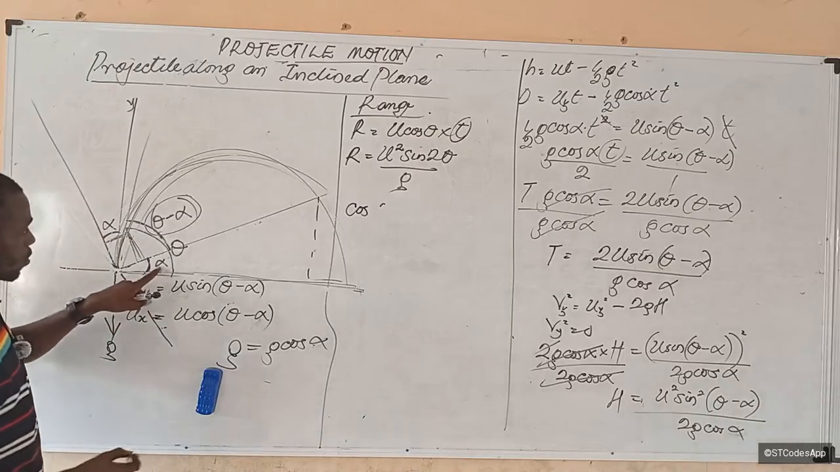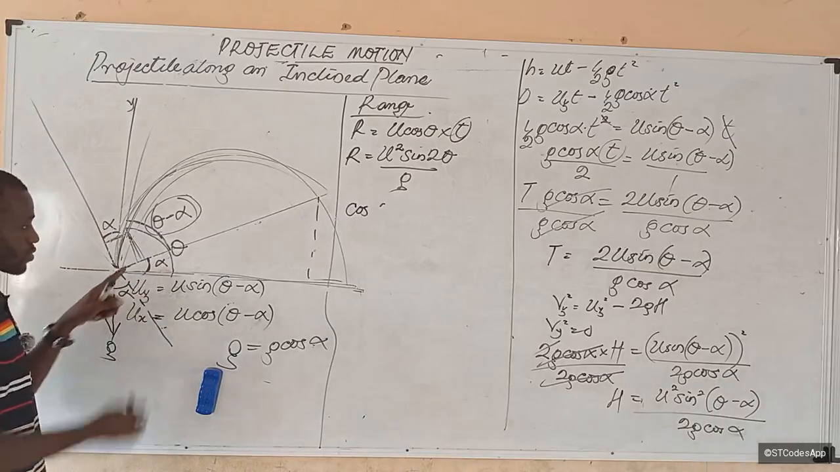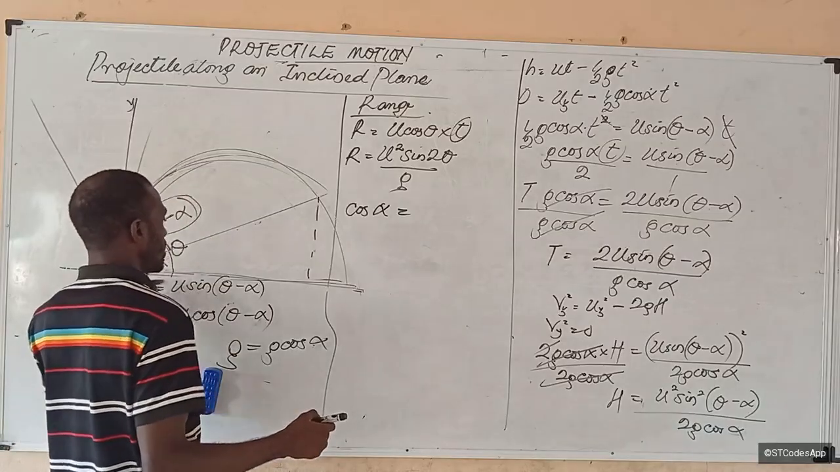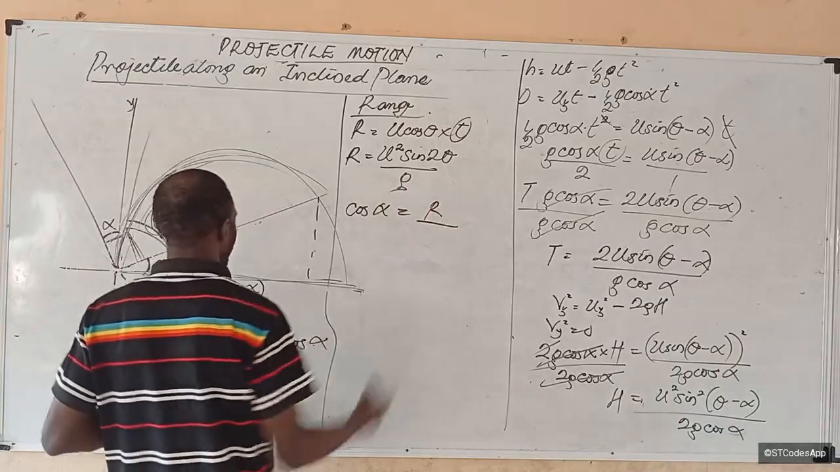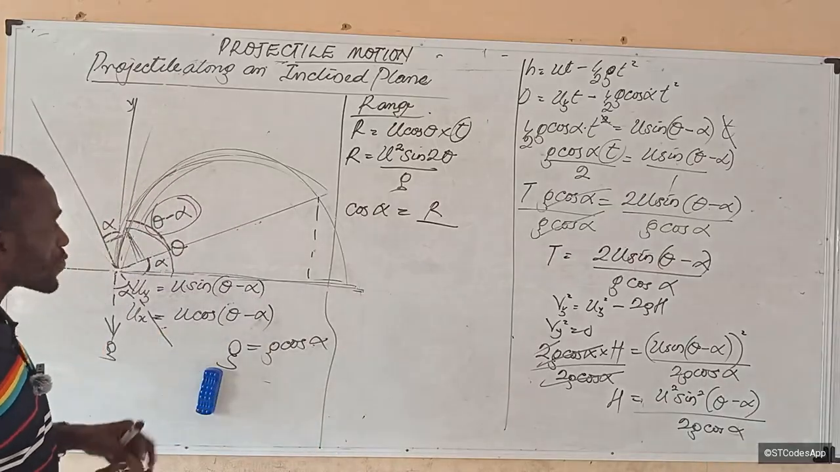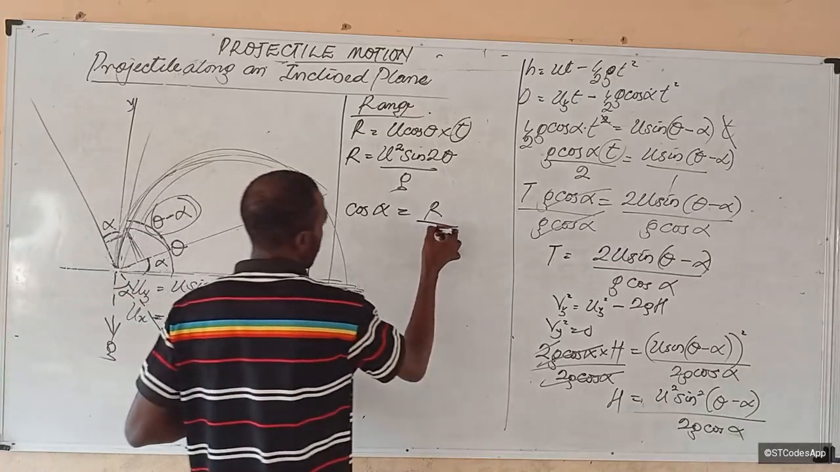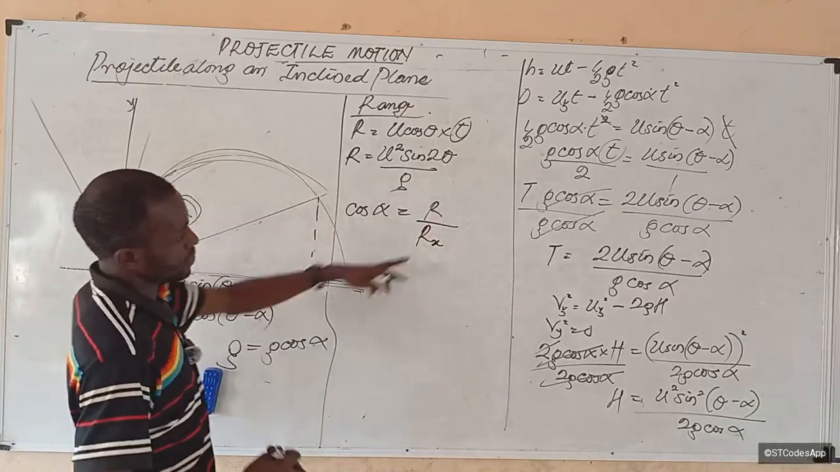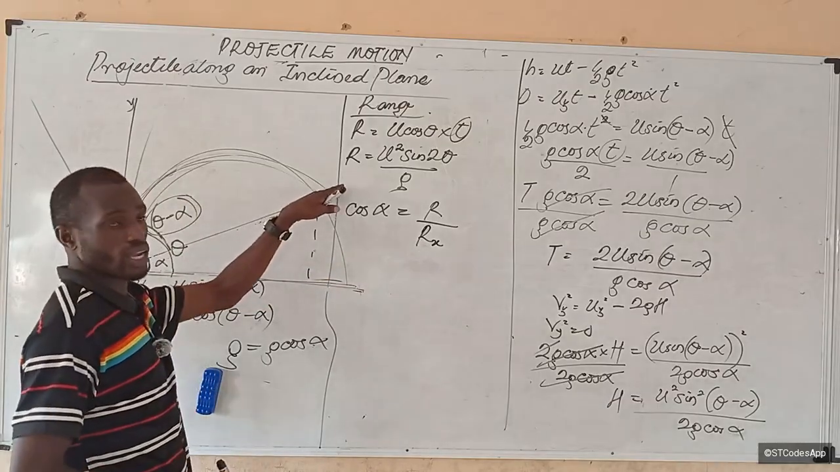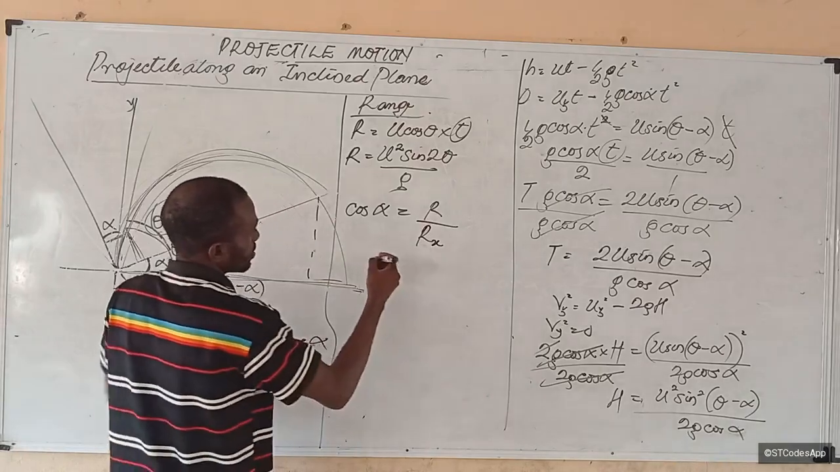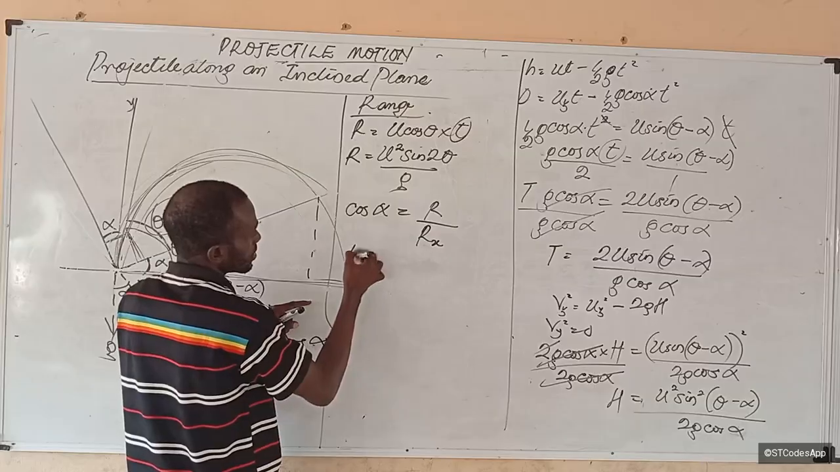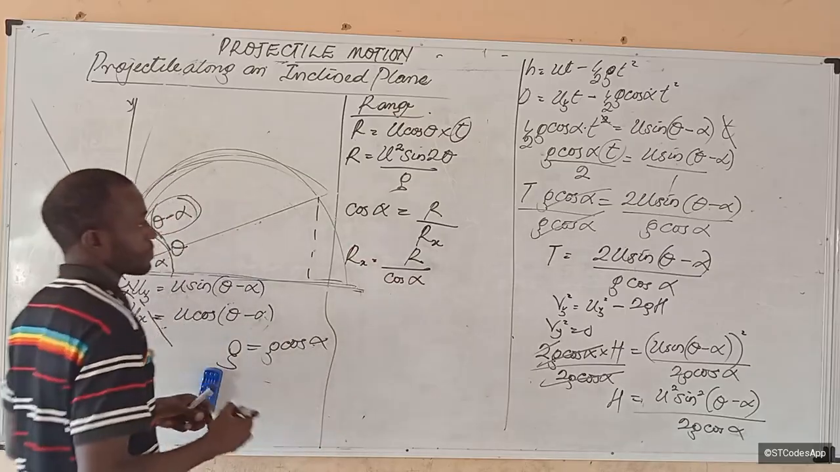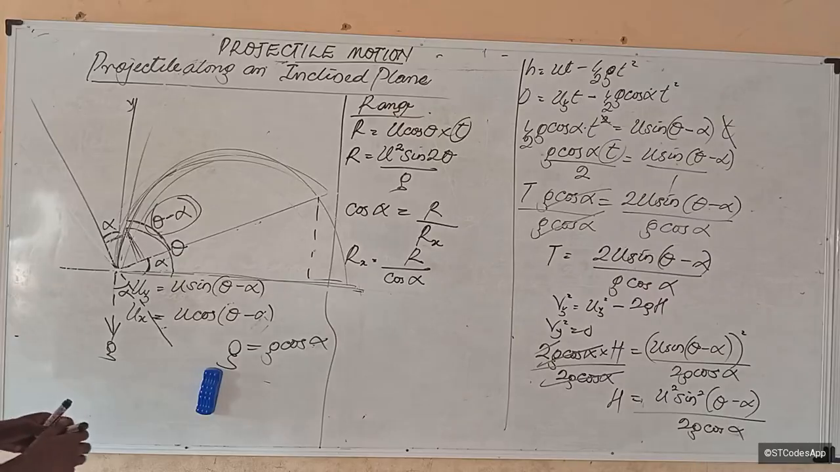Cos, which cos? Cos alpha, because we're looking at this triangle here. So cos alpha will be equal to adjacent over hypotenuse, which is our R over our Rx, okay? Rx being the range here. Is that okay, this range here? So our normal R is going to be, how do we get Rx? Rx will be equal to our normal R over cos phi. Is that clear now?